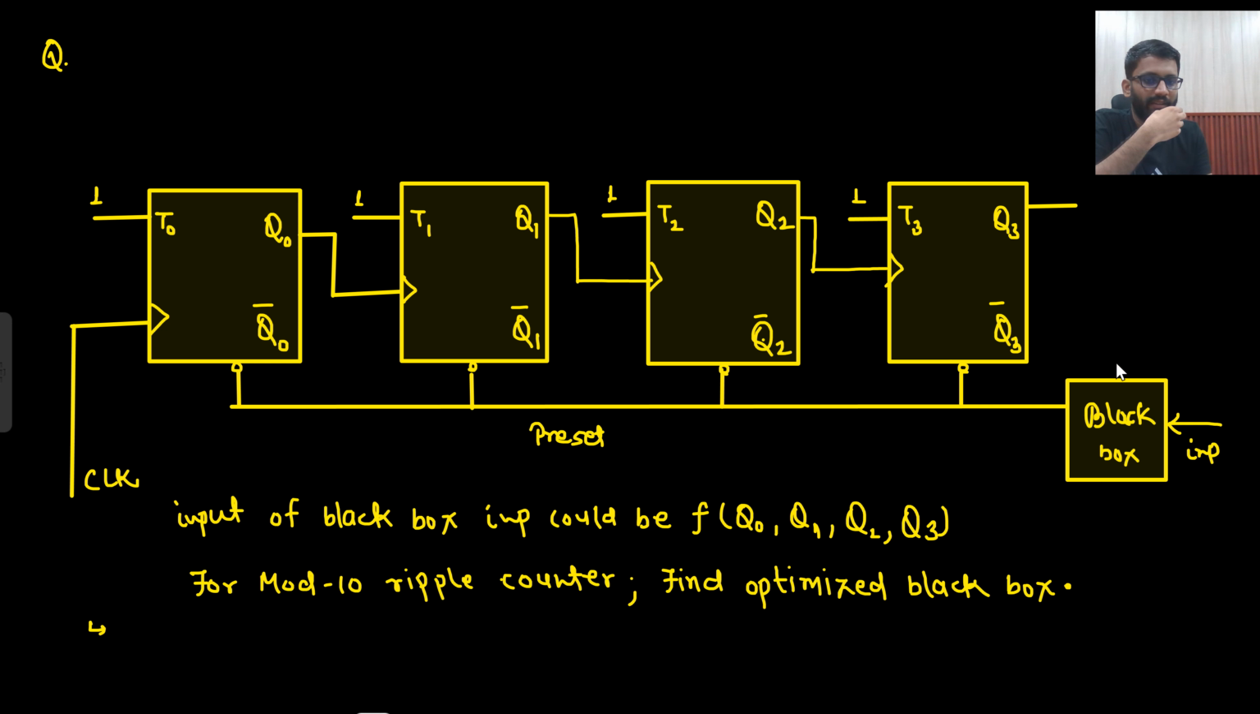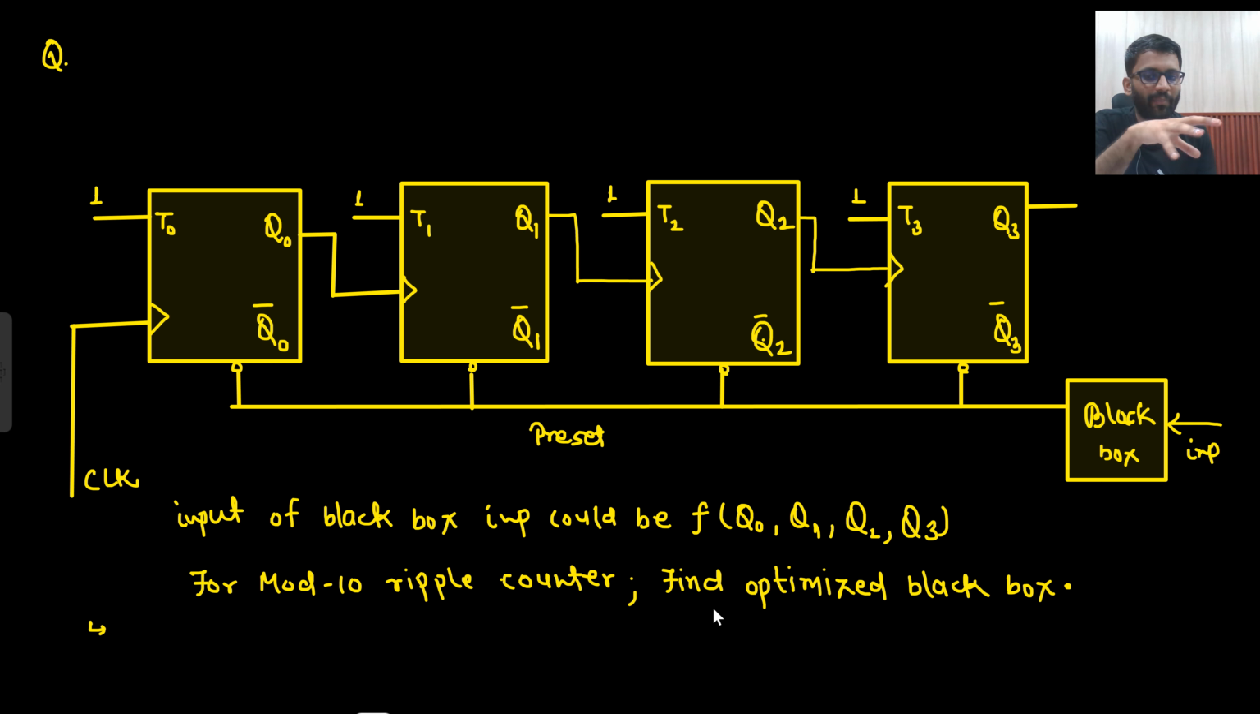This black box can have the input as a function of q0, q1, q2, q3. I don't know what I am going to use. I might use only q0, I might use only q2, or I might use two of them. So they are saying that the input of the black box could be a function of q0, q1, q2, q3.